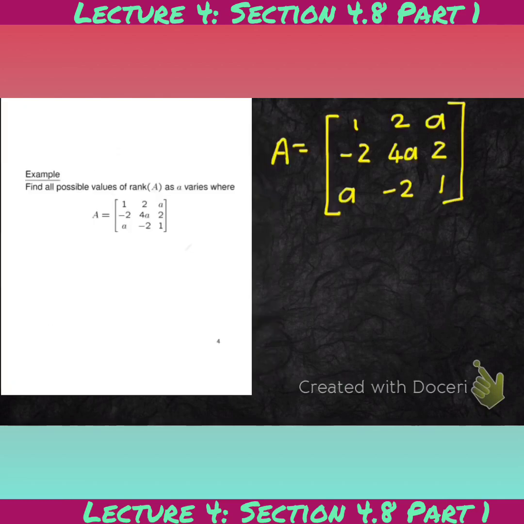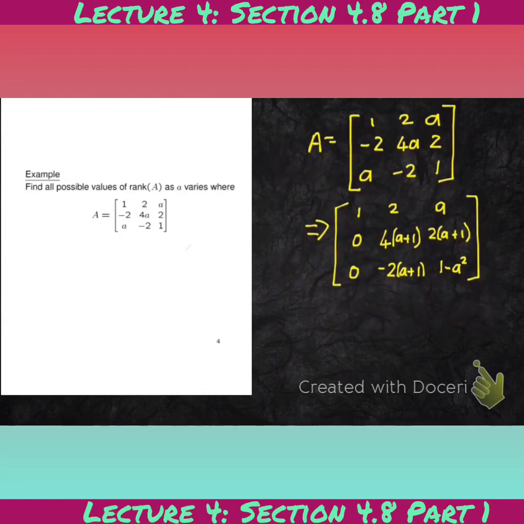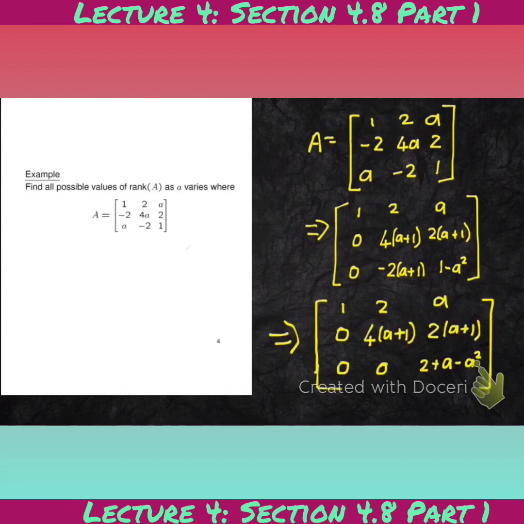From there, we are going to take the first row, multiply it by minus a, and then add that to the third row. So we get our first reduction. Then we're going to take half the second row and add that to the third row. And so we get this. Now we have to consider a few cases.